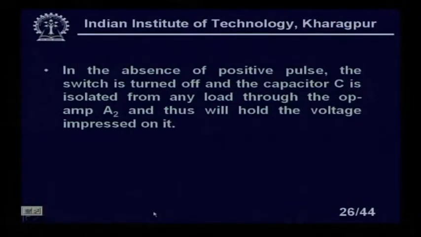In the absence of the positive pulses, the switch is turned off and the capacitor is isolated from any load through the op amp A2, and thus will hold the voltage impressed on it. Okay. So, because there is an output capacitor, obviously it will isolate our output circuits. This sample and hold circuit will be totally isolated from the subsequent circuits which follow after the amplifier A2, right.